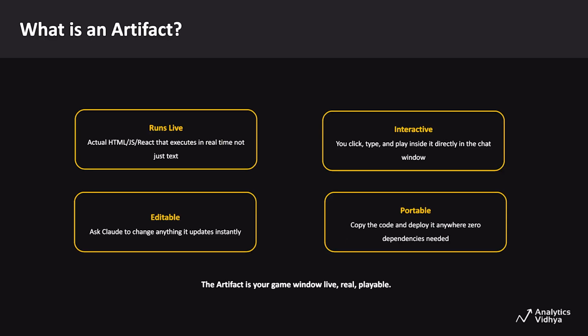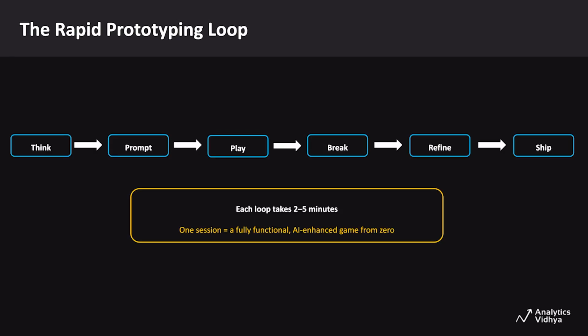Before we begin building, let's quickly understand one important idea in Antigravity: the artifact. An artifact is not just text output, it is live, interactive output that actually runs. In this case, the artifact becomes our playable game window. That means we can generate the game, test it immediately, make changes, and see the updated result right inside the workflow. This is the mindset we want to follow while building in Antigravity.